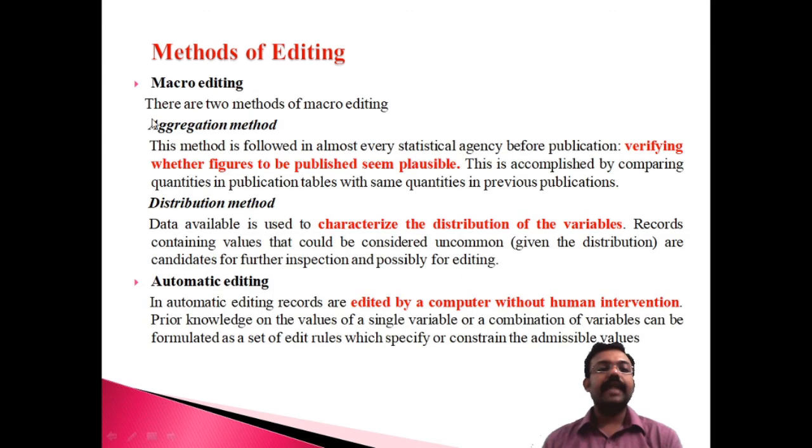Another method is macro editing. Macro editing is classified into aggregation and distribution. The aggregation method depends upon the figures, while the distribution method focuses on the distribution of the variables. The last category is automatic editing, which means editing by the computer without human intervention. These are the important methods used for editing.